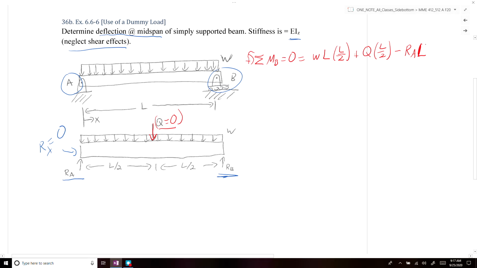Alright, so if we move RA to the other side and divide by the length, we'll get that RA is equal to WL over 2 plus Q over 2.